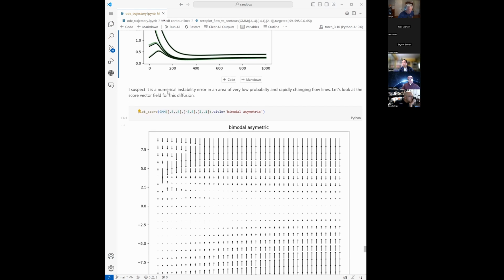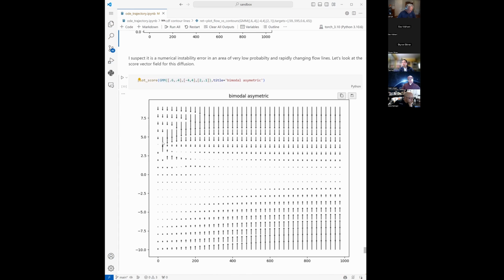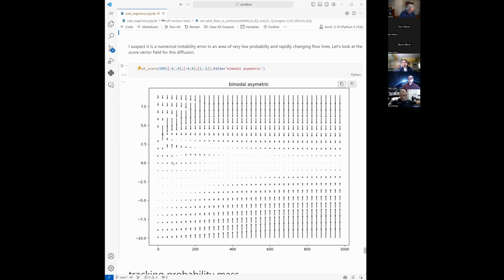And I do see a lot of confusion in the score function. So assuming that the score function is right, then it kind of makes sense to me that things are not just simple exponential decays like we saw in some of the other simpler ones.